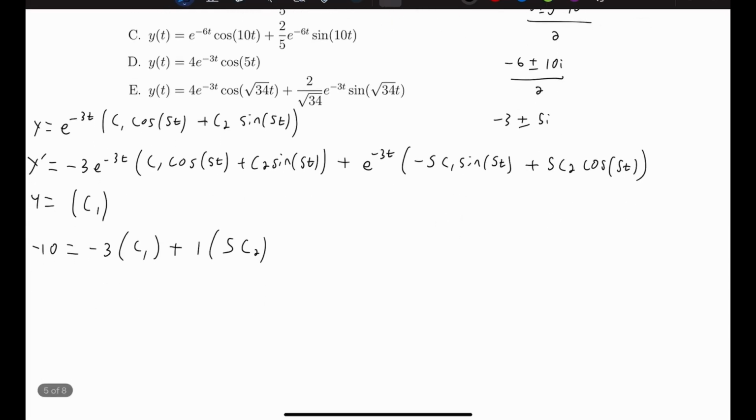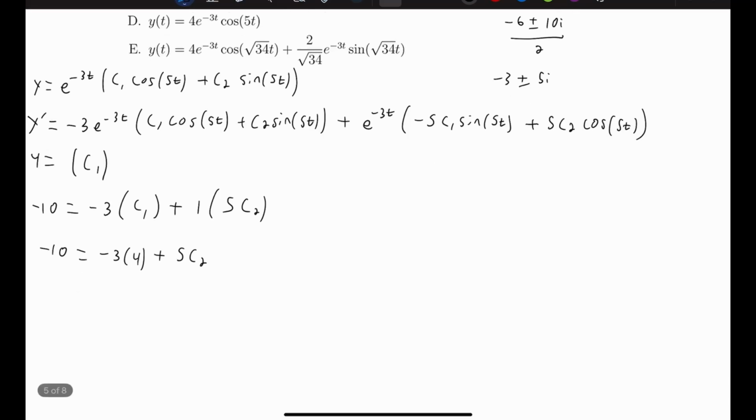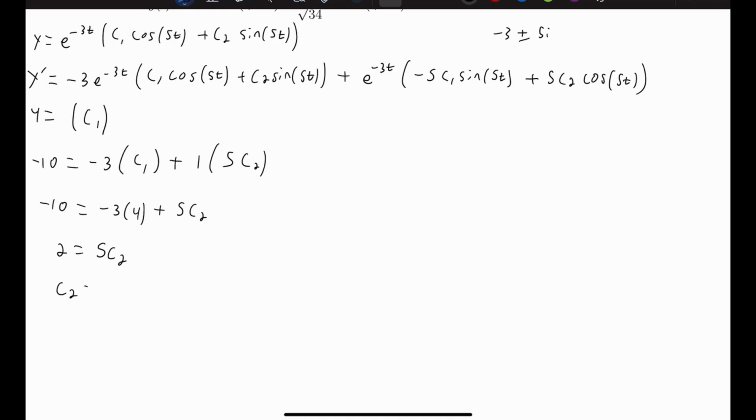We can go ahead and plug in our known c1 there. So negative 10 equals negative 3 times 4 plus 5c2. That becomes negative 12. When we add that to the other side, we have 2 equals 5c2. And therefore c2 equals 2/5.